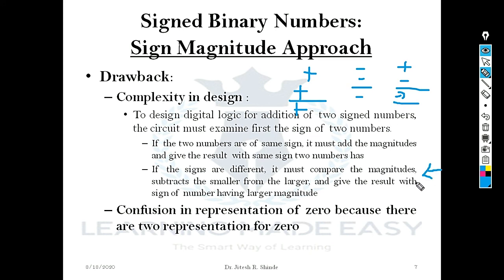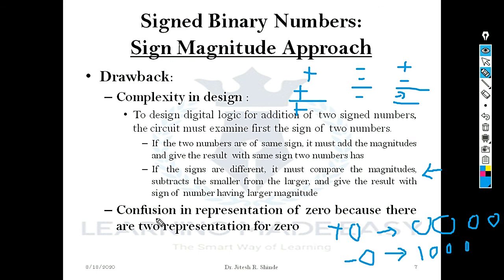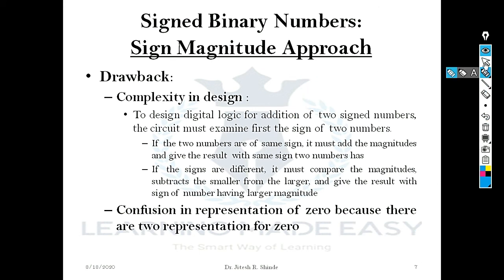Another drawback of the sign magnitude approach is confusion in the representation of 0. For plus 0, the representation scheme is 0, 0, 0, 0. For minus 0 in n equal to 4-bit format, the answer is 1, 0, 0, 0. So another drawback: the two representations for 0 create ambiguity in the representation scheme. These are the drawbacks associated with the sign magnitude approach.